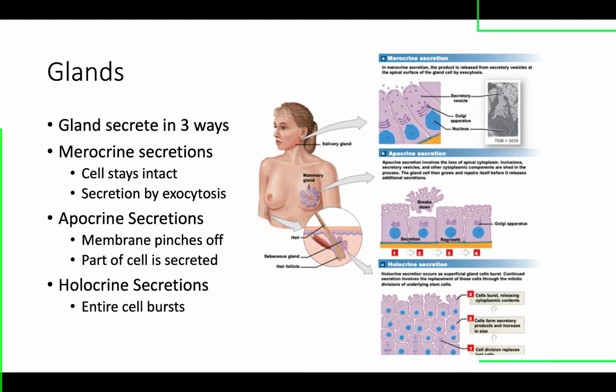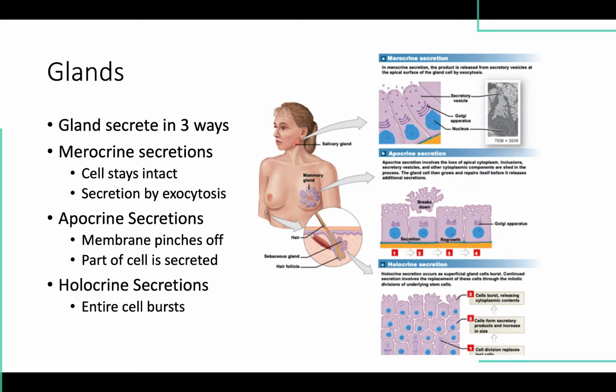Then we have the apocrine secretions here. Again, this is like breast milk. This is how breast milk is released from the mammary gland into the ducts where it can be released for lactation. So here we have the columnar cells. What happens here is a little bit of that cytoplasm pinches off in the apocrine secretion. So now we get the vesicles that are filled with the milk. The cell produced the milk, and the milk was packaged in these little vesicles.